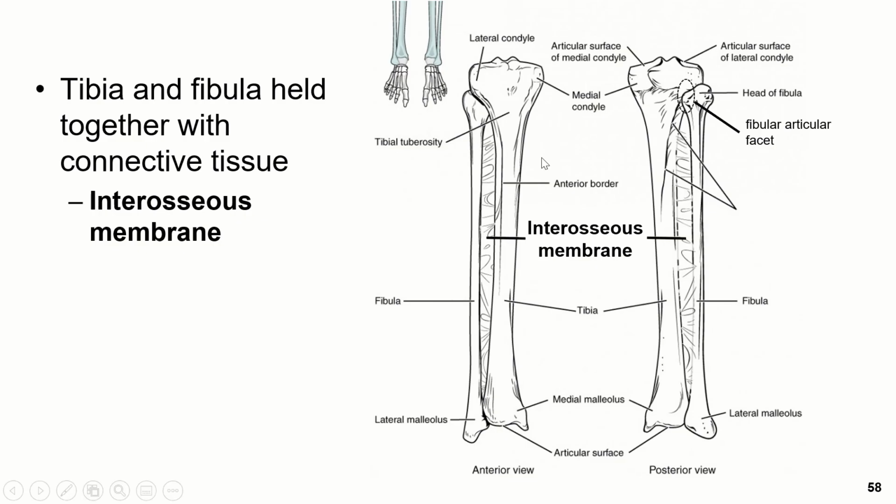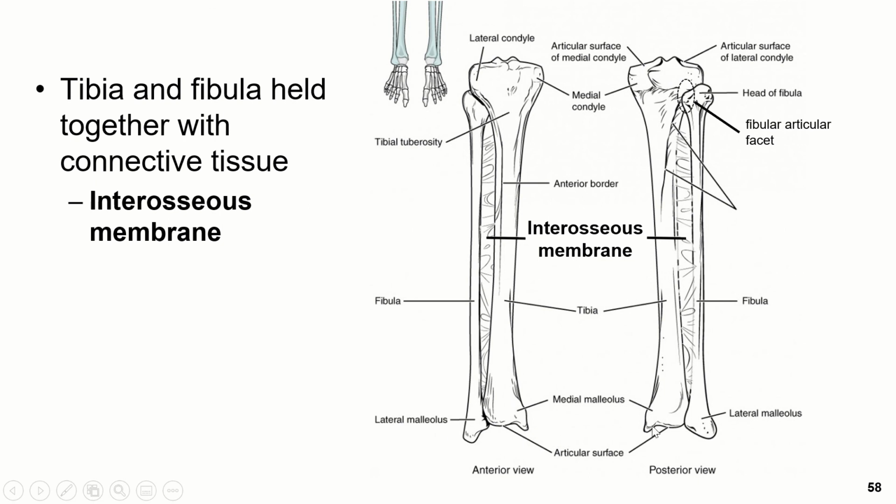Okay. The tibia and the fibula are held together with an interosseous membrane, just like the radius and the ulna. And again, this is how they articulate together. And then down at the distal end, the tibia has the medial malleolus, the fibula has the lateral malleolus.